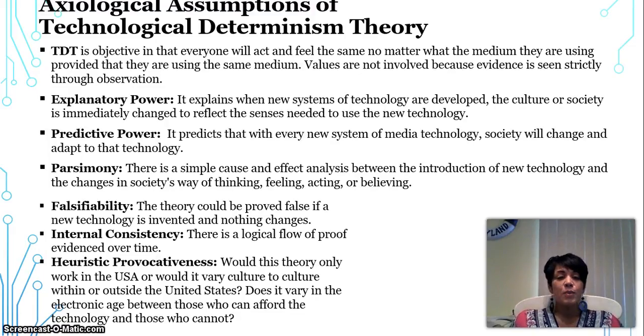Falsifiability is the theory that could be proved false if a new technology is invented and nothing changes. Internal consistency, there is a logical flow of proof evidenced over time. And heuristic provocativeness, would this theory only work in the USA, or would it vary culture to culture within or outside the United States? Does it vary in the electronic age between those who can afford the technology and those who cannot? And so that's an interesting thing to think about.